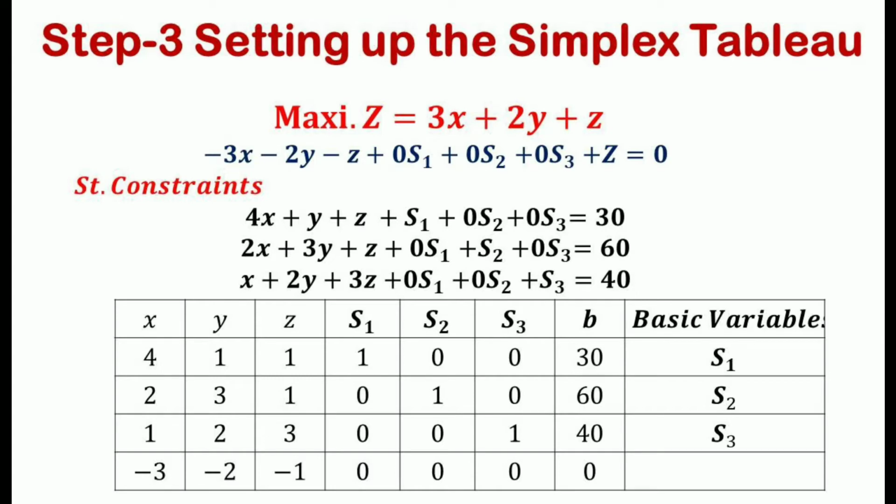Then the coefficients of the first constraint can be considered. The coefficient of x in the first constraint is 4, so 4 will be written here. Then y is 1, z is also equal to 1.